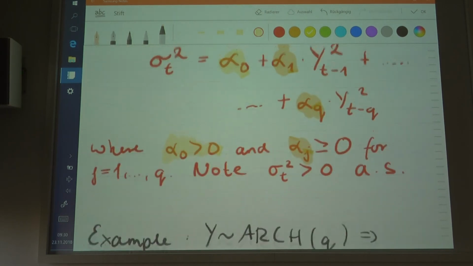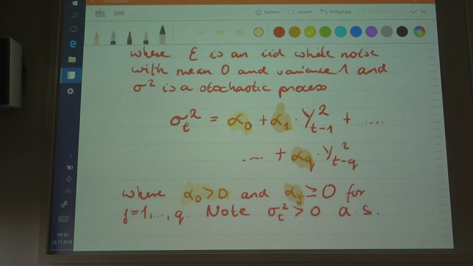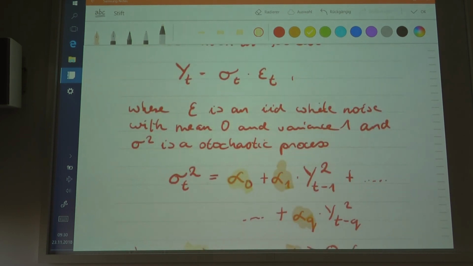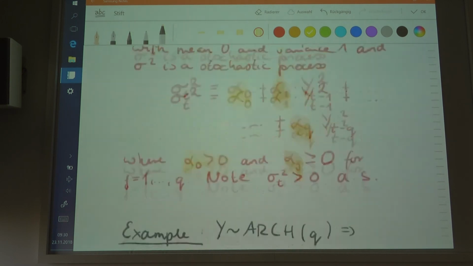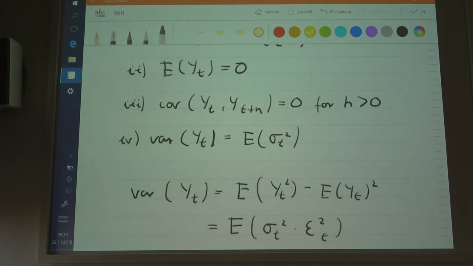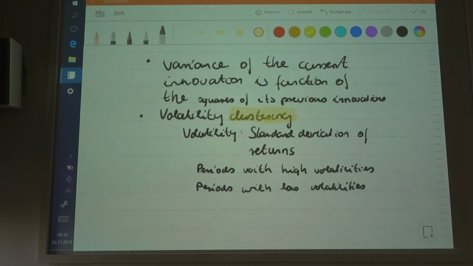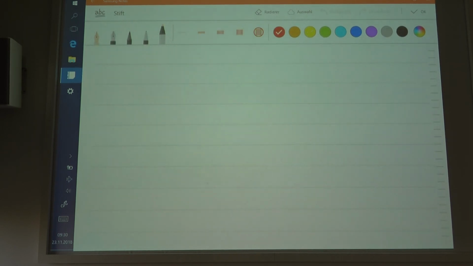So look, this is what you have: the current volatility, the current variance of the process, depends on the squares of the previous observations of the process. This is something that can be captured here. Now, I will also discuss some additional properties that this process has, and this is the first proposition that we consider.